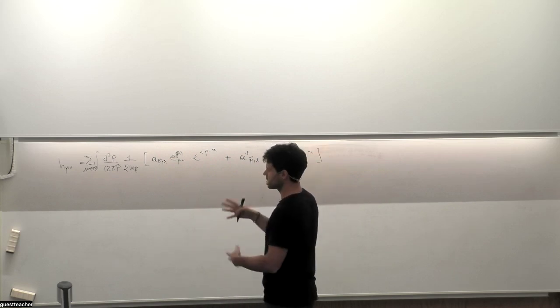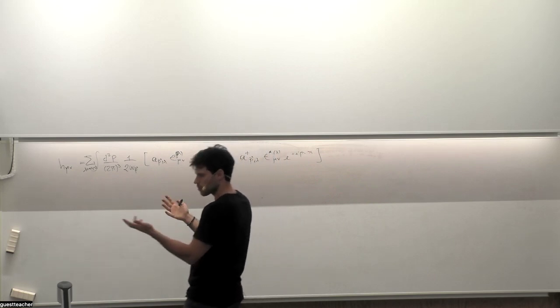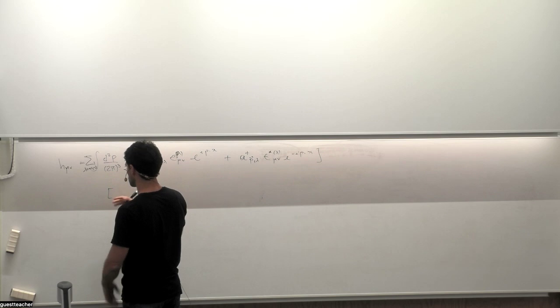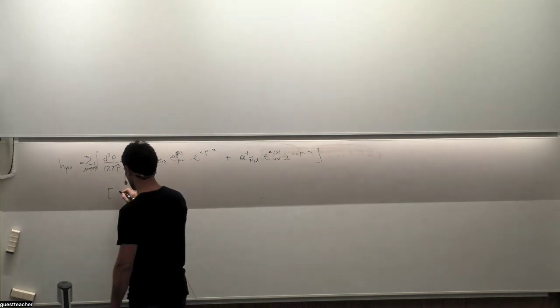Now this is just a free field, of course, and you can, in principle, quantize free fields in an easy way, imposing commutation relations. For instance, for the annihilation and creation operators it will be something like this.